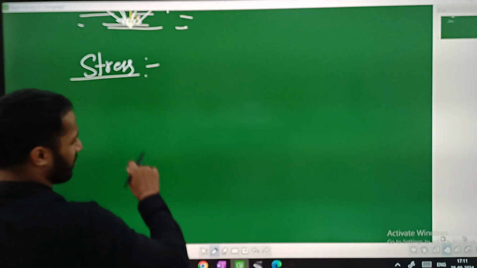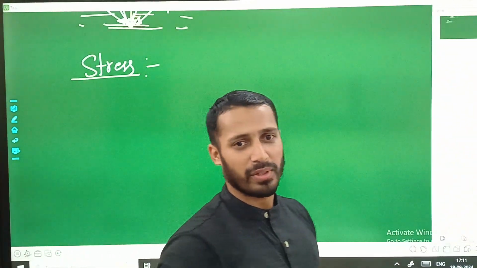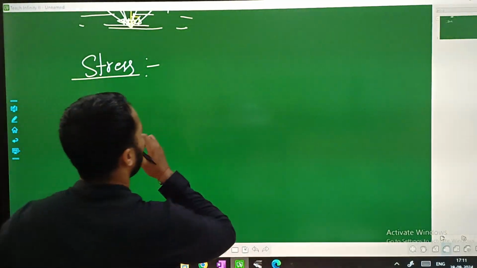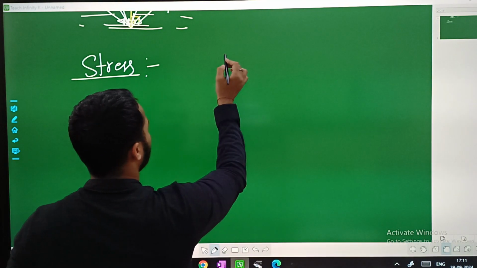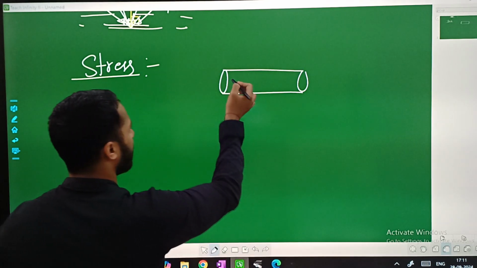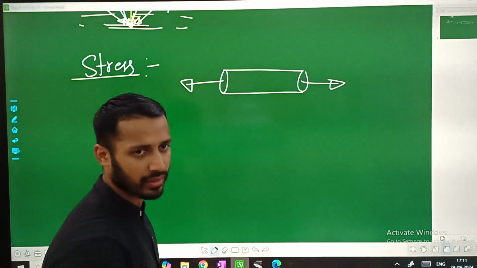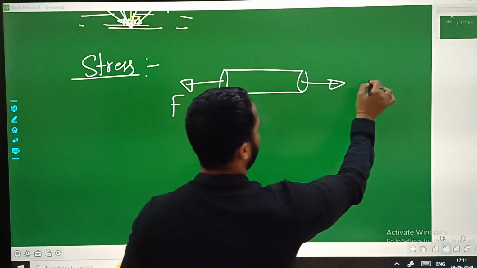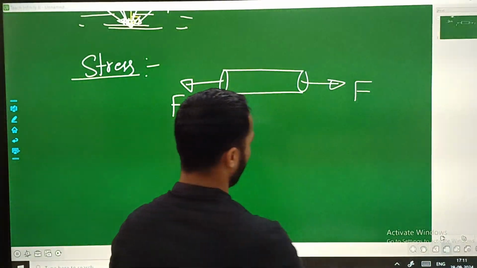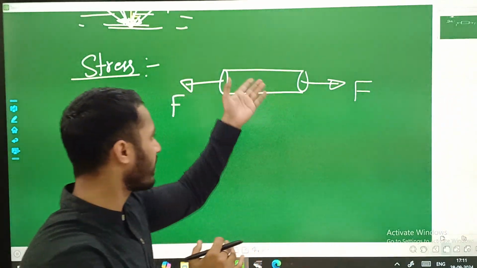As the name suggests, a stress. Okay, this is different than what we feel in our daily life, tension and stress. So my dear, I am taking one rod, and I am applying some force from both sides, let's say F and F. These two forces of the same magnitude and opposite in direction are acting on this rod.